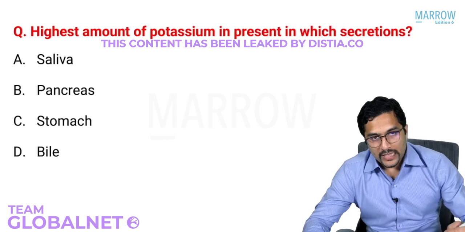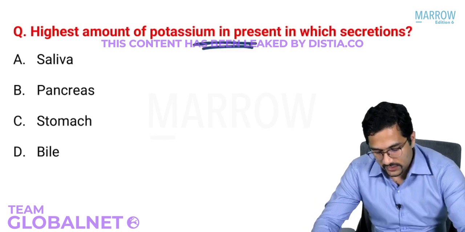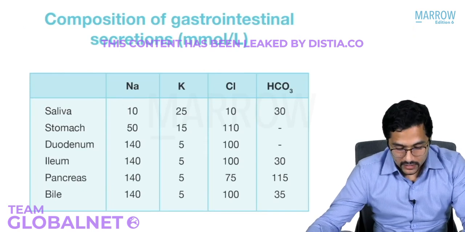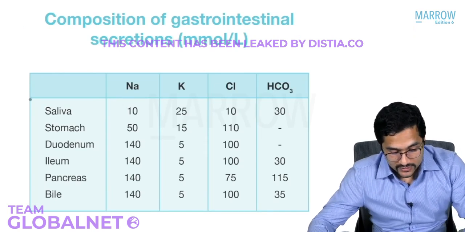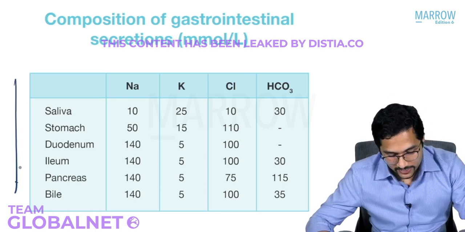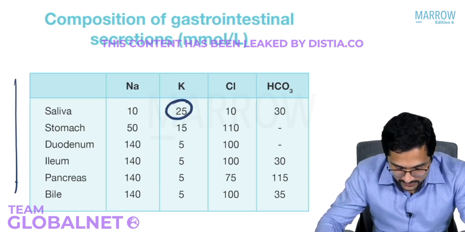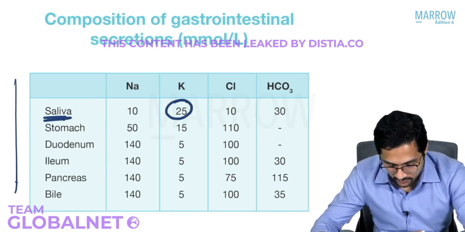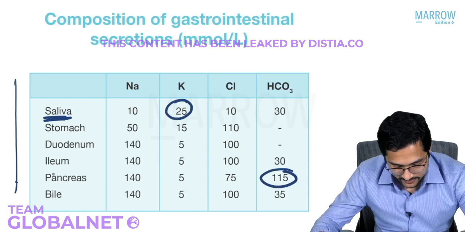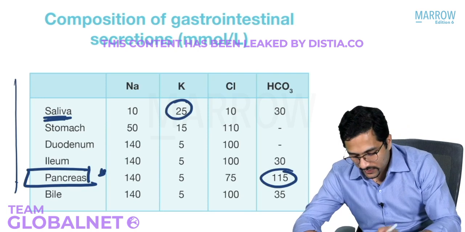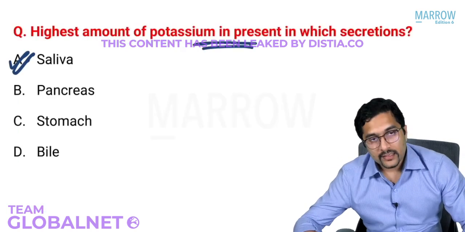Highest amount of potassium is present in which secretions? So this is another table directly out of Bailey, which tells us the composition of various gastrointestinal secretions. And you need to know that potassium maximum is present in the saliva, whereas maximum bicarbonate is in the pancreas. So the correct answer here is saliva.